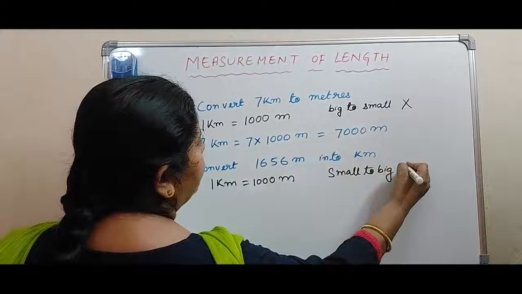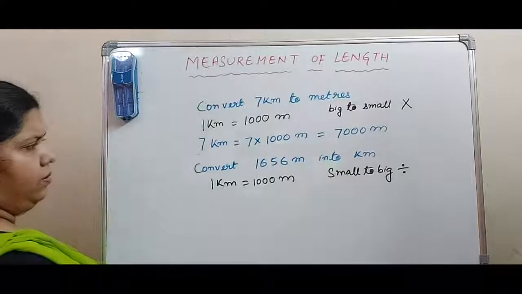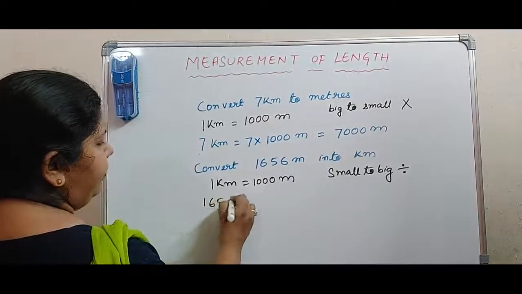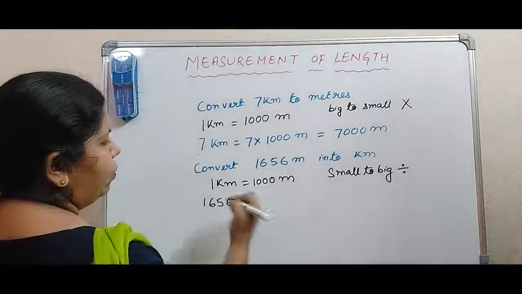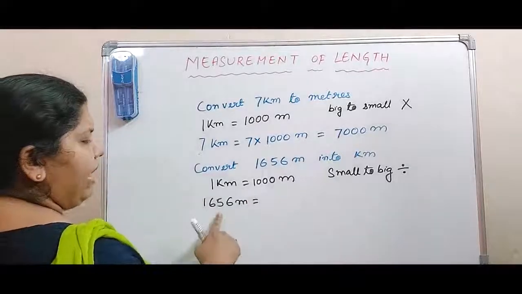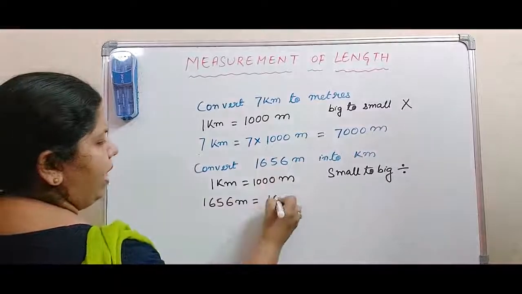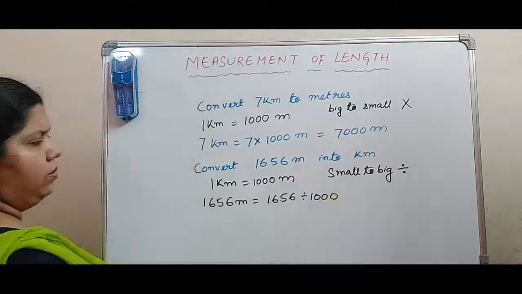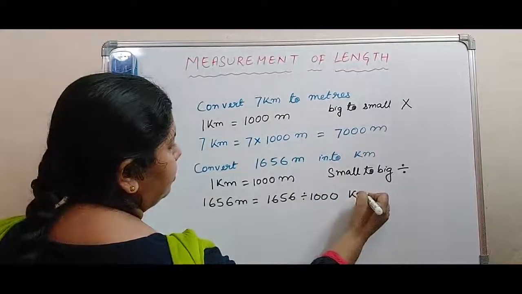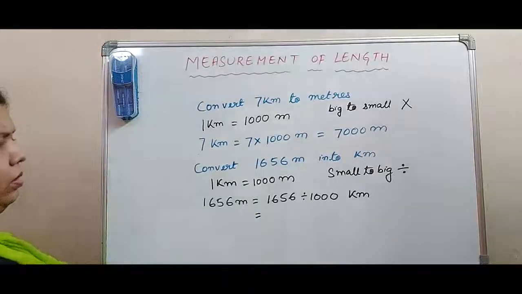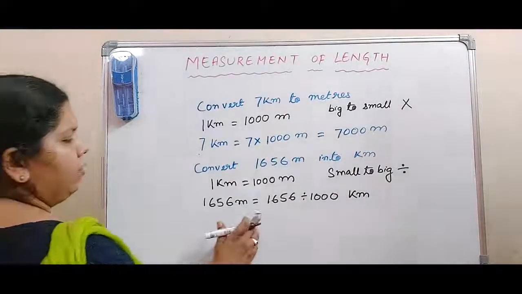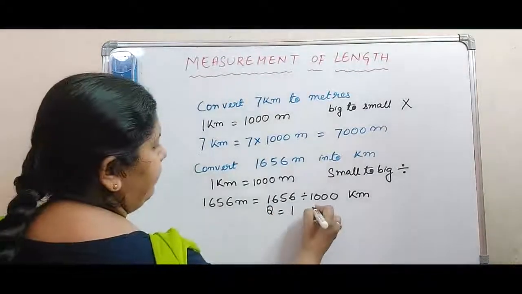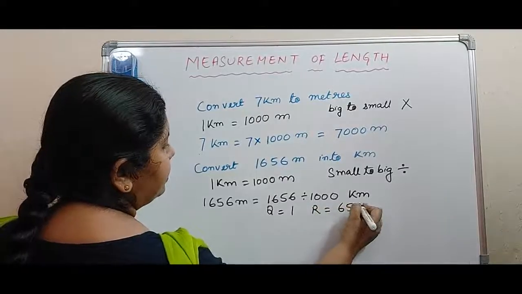For small to big conversion we use the division symbol. So 1656 meter equals, we have to divide this by 1000. 1656 divided by 1000 is this much kilometer. We know what the quotient is here: the quotient will be 1 and the remainder will be 656.